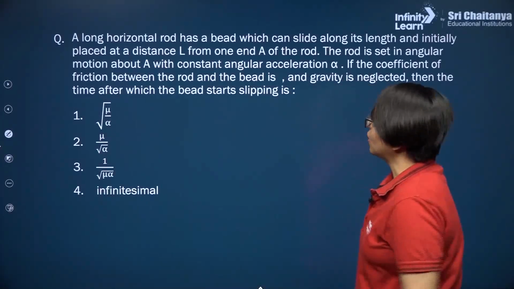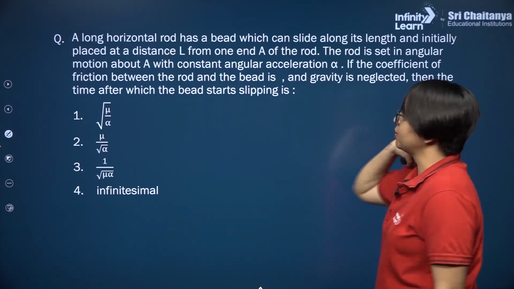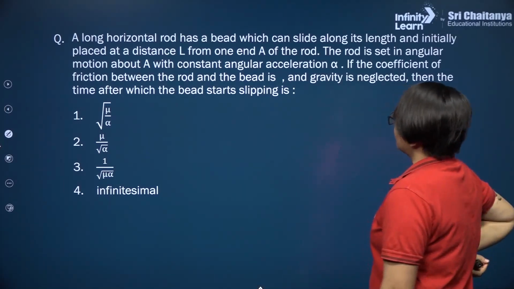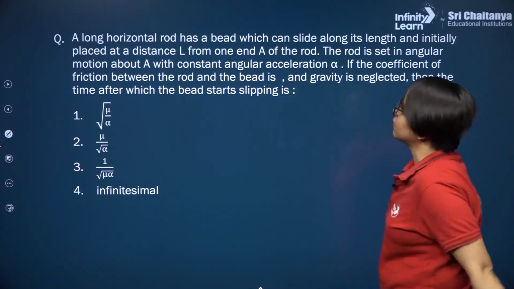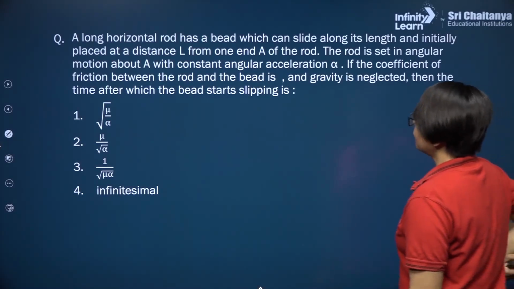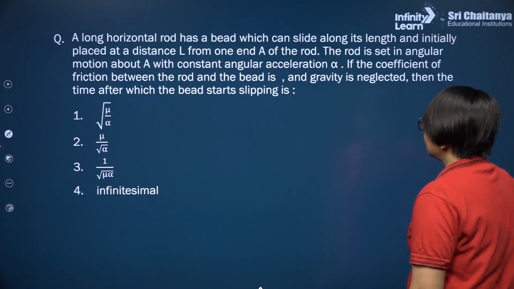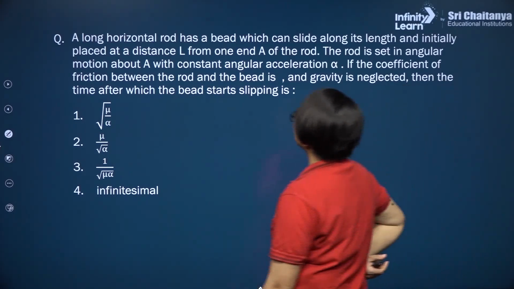Next is this one. A long horizontal rod has a bead which can slide along its length and initially placed at a distance L from one end A of the rod. The rod is set in angular motion about A with constant angular acceleration alpha. If the coefficient of friction between the rod and the bead is mu, the gravity is neglected, then the time after which the bead starts slipping is.